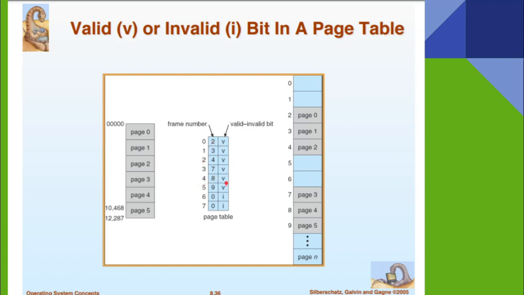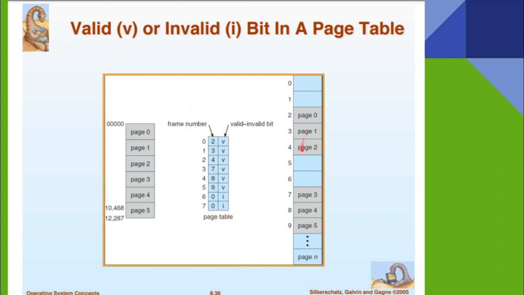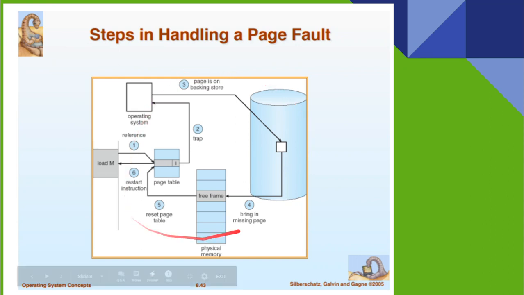That means only these pages are available, and this is invalid. Invalid means that pages 6 and 7 are not available for the process. So this is how the valid and invalid bit helps to associate legal pages of the process with frames. Now this is page fault handling.